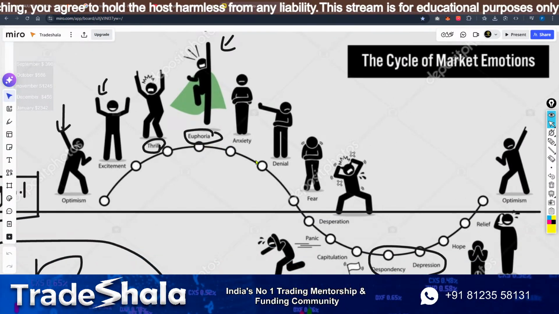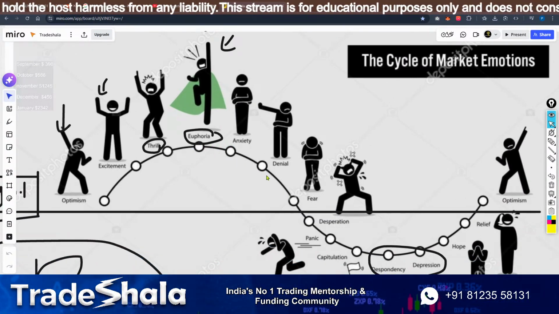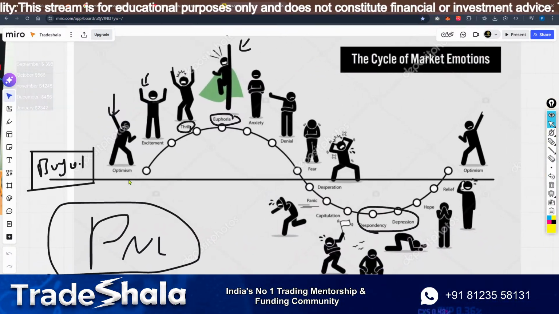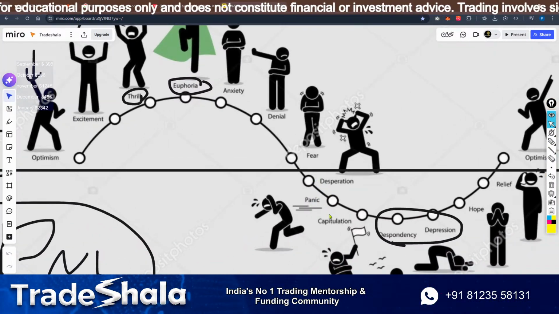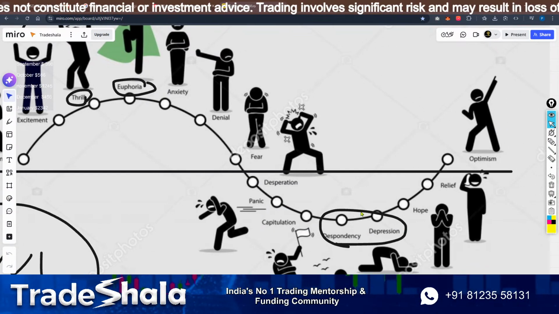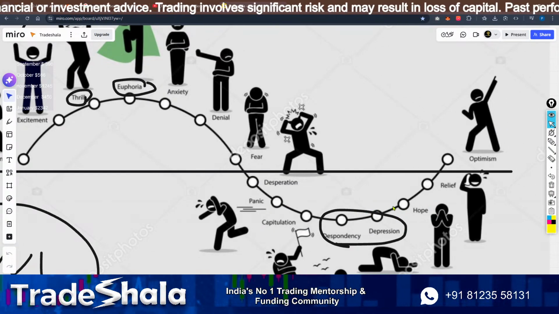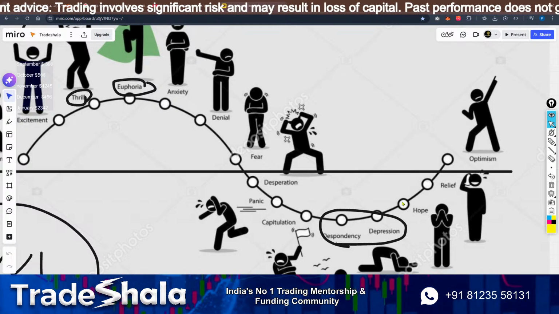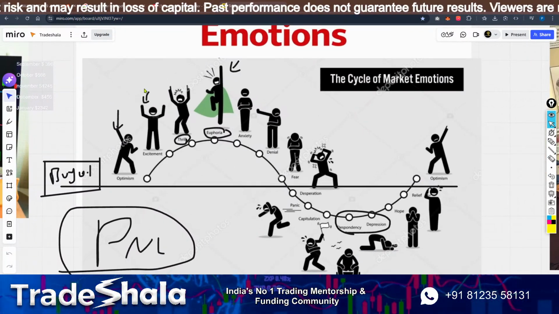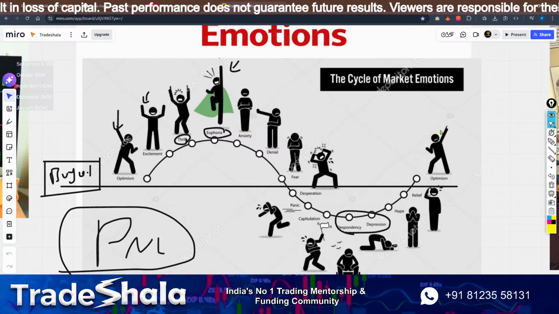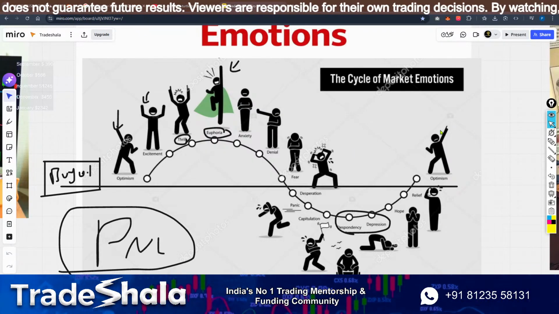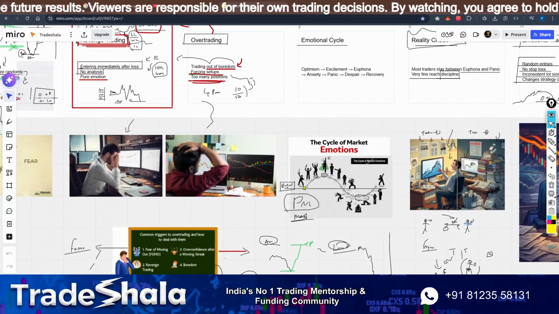And then if it retraces back down, you feel anxiety, denial, and fear. When it goes below your entry, you're desperate, you're in panic, you're capitulating, you're depressed. And again when it slowly gives a green candle, you will be hopeful, you feel relief, and again it comes back to this, you're optimistic. These are all the cycles you face every single day when you trade. Every single time you trade, these are all the things that will happen.